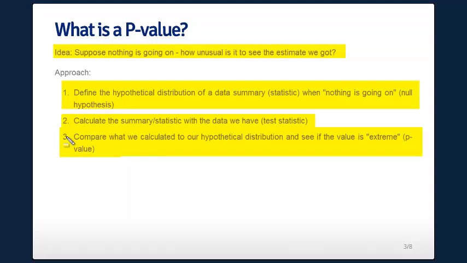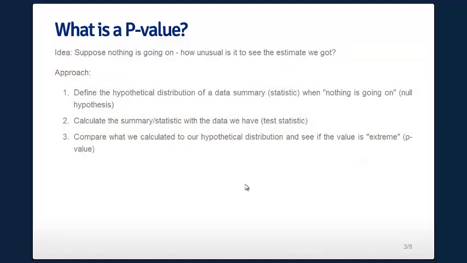If you get a low probability of getting something as extreme or more extreme in favor of the alternative, where the probability calculation was under the null, that means one of two things has happened. Either the null is true and something very odd happened, or the null is not true. So you reject the null hypothesis when the p-value is small.